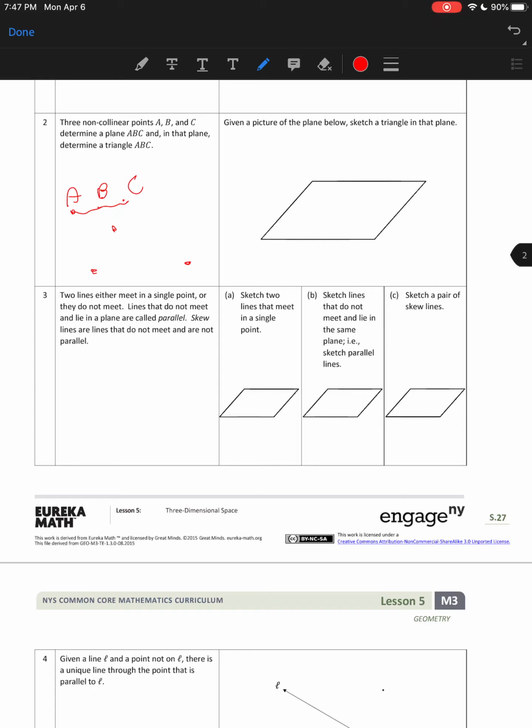So it says, given a picture of a plane below, sketch a triangle in that plane. You can imagine it would have to look something like this. Again, it's like just drawing a triangle on a piece of paper. The paper is like the plane, and what I just drew there is like the triangle you're drawing on it. And you have to imagine, depending on which way you're facing the paper or how you're holding it, it could look different from different perspectives, right?